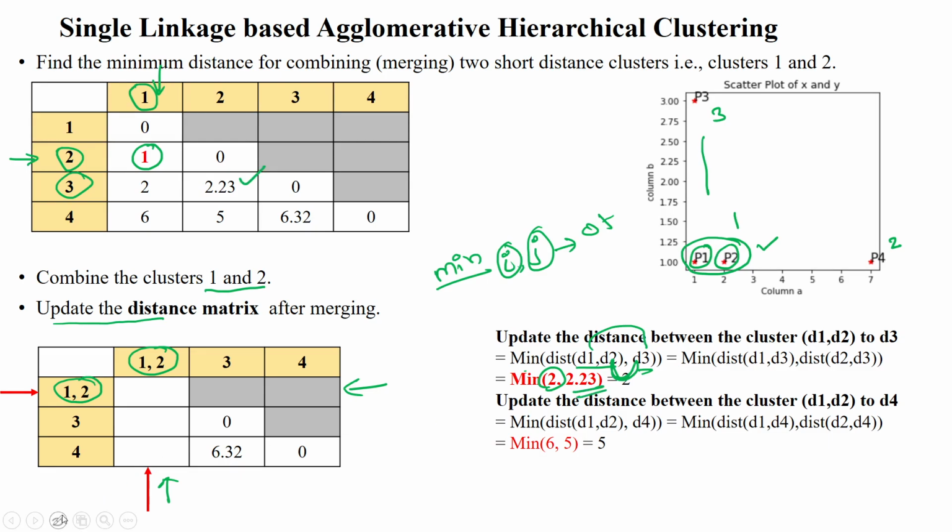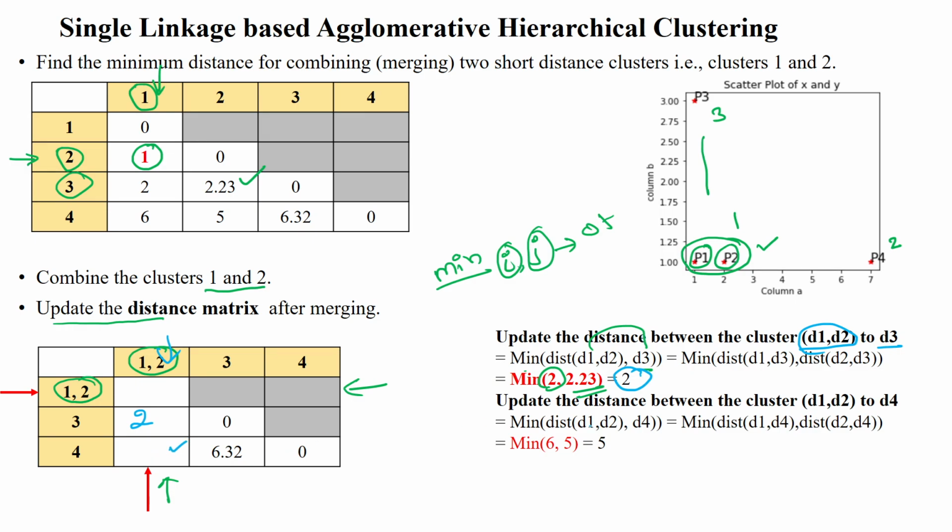So in these values, we now have to select the minimum distance. The minimum distance here is 2, so we are selecting the minimum distance 2. So D1 comma D2 to D3. D1 comma D2 data point, this one, and D3, here is the value 2, and then D1 comma D2 to D4, this location.